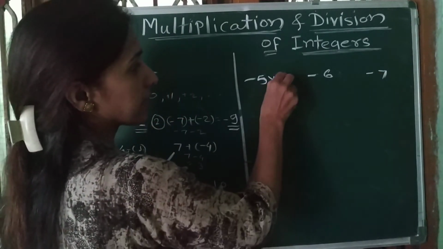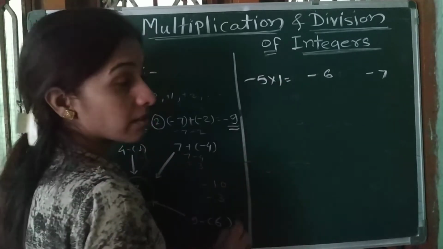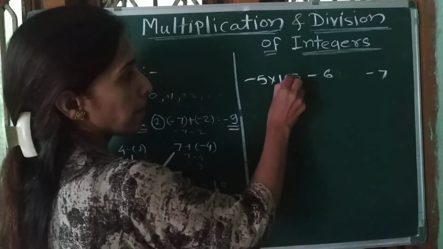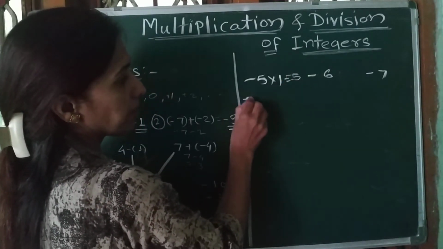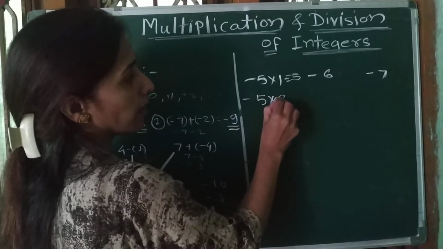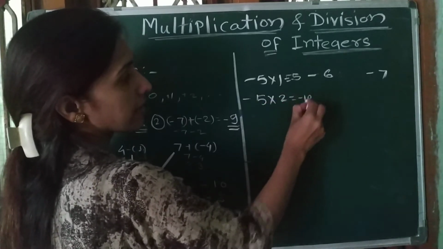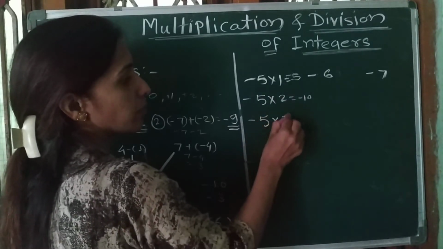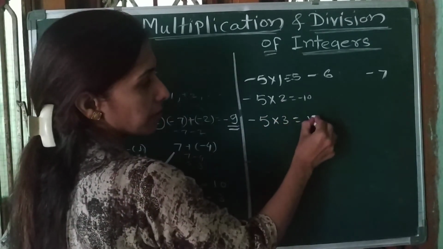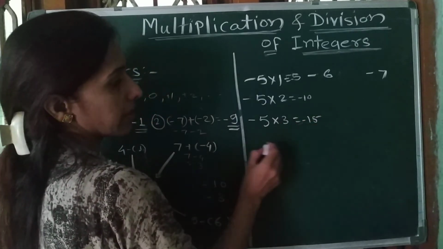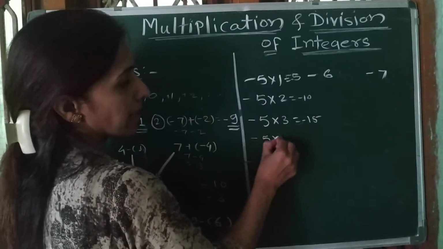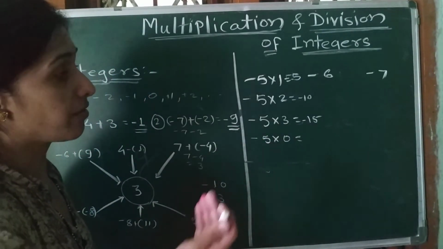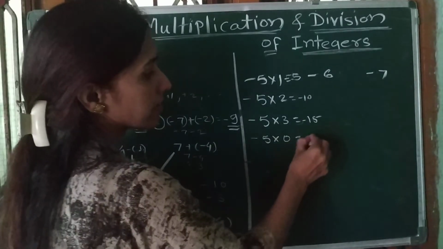Suppose you are multiplying minus 5 into 1, so what will be here? 5 ones are 5, but it is minus. If you are multiplying minus 5 into 2, what will it be? Minus 10. Minus 5 into 3, 5 threes are 15, minus 15. If you are multiplying any number with 0, your answer will be 0.